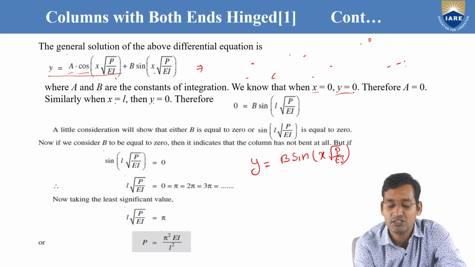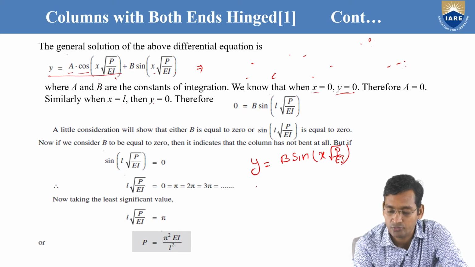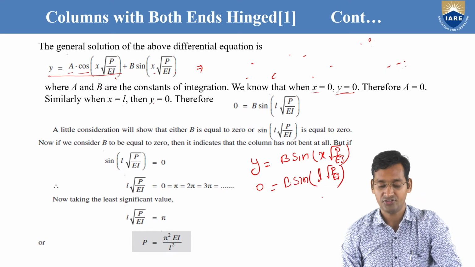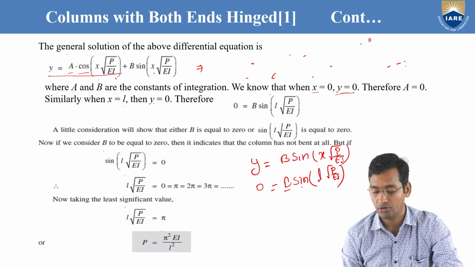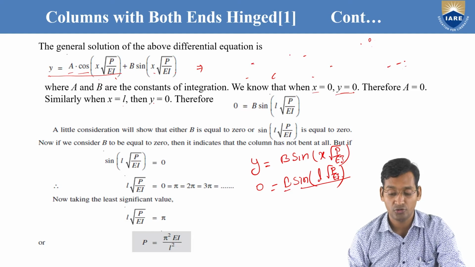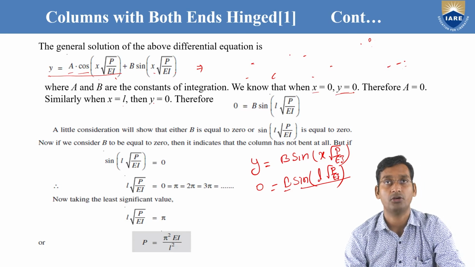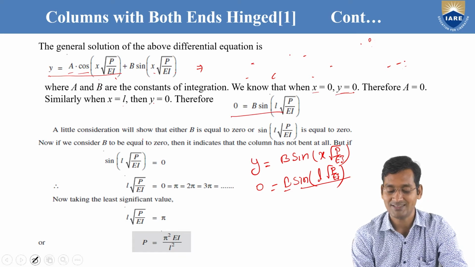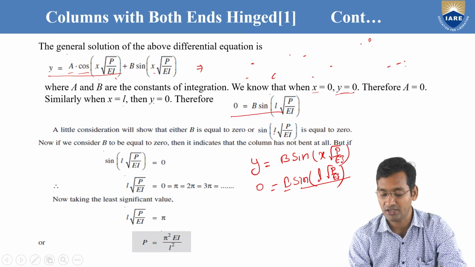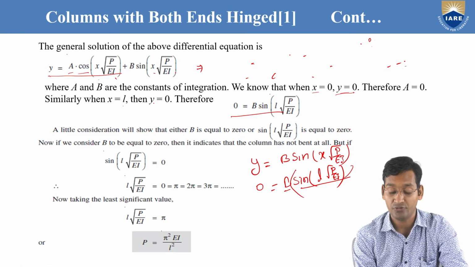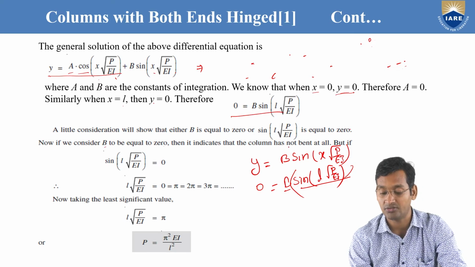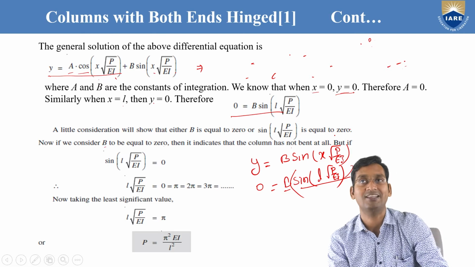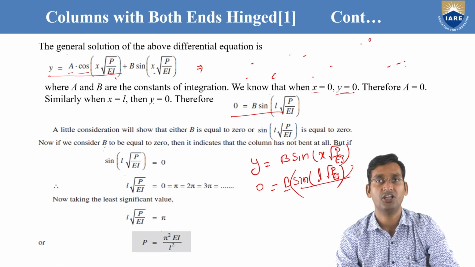What is the condition next? x equals L, y equals 0. So put x equals L here. So y is 0 equals B sin(L root P by EI). Now just see here. Either B will be 0 or sine of this will be 0. If B is 0, then already A also we got 0, then we cannot integrate. A little consideration will show that either B is equal to 0 or this sine value is equal to 0. Now if we consider B to be equal to 0, then it indicates that the column has not bent at all. If B also is 0, already A is 0, means it's not bent, means definitely B is not 0.